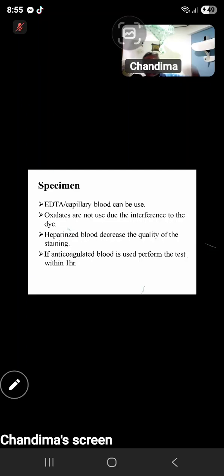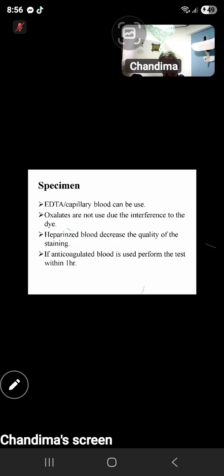Method: normally, we use EDTA blood, or capillary blood can be used. Oxalate and heparinized blood are not used. Oxalate interferes with the staining, and heparin decreases the quality of the stain. If we use anticoagulated blood, we have to perform the test within 1 hour. If not, we have to refrigerate the blood at +4. But anyway, we have to perform this reticulocyte count as soon as possible.